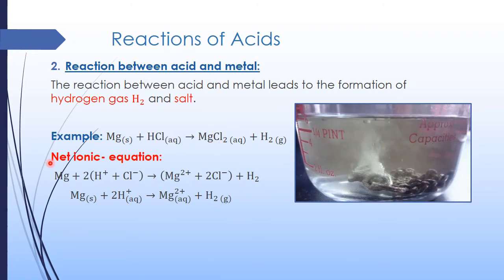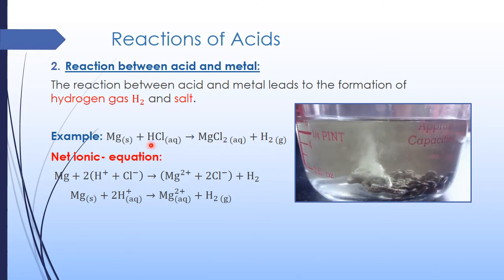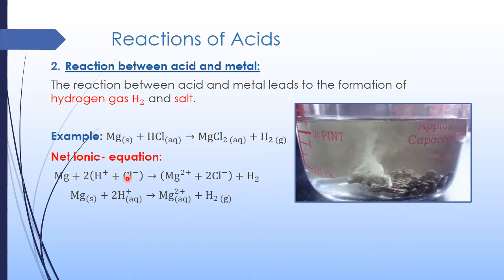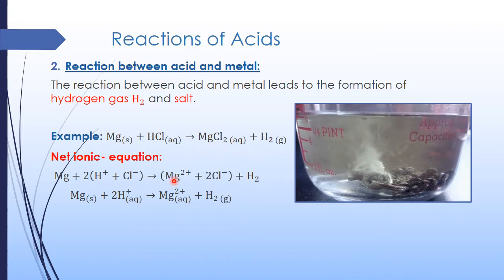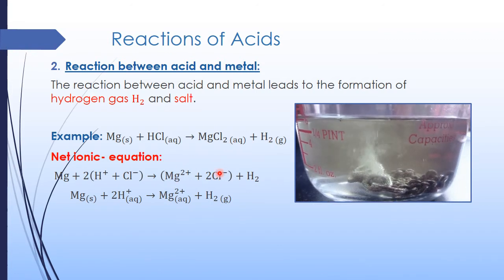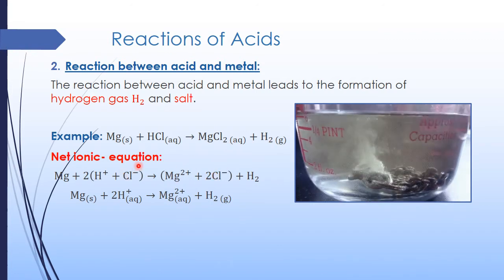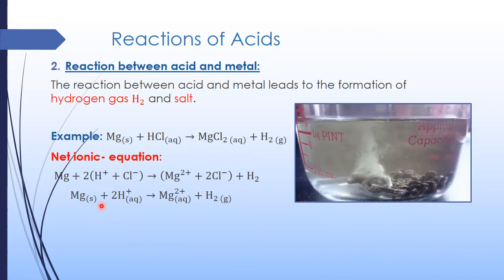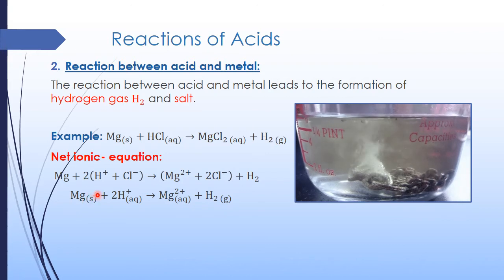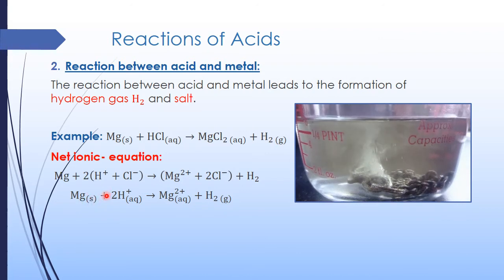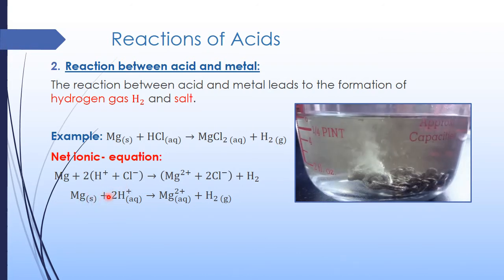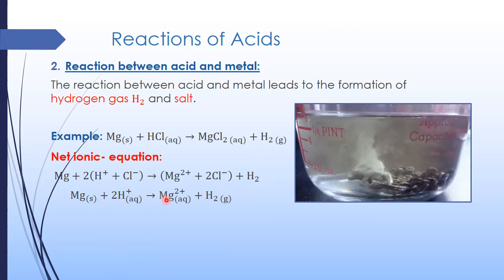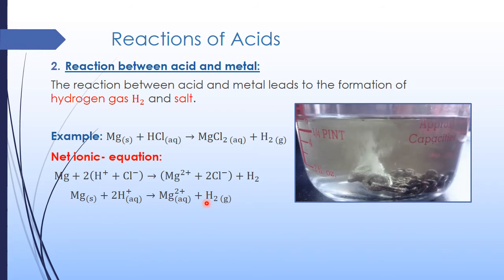You can write the net ionic equation. Here HCl dissociates, it's in the form of H+ and Cl-. MgCl2 is Mg2+ and 2Cl-. Cl- is the spectator ion, the ion that does not interfere in this reaction. So the net ionic equation is Mg, which is solid, it's a metal. It reacts with 2H+, don't forget that it's a balanced equation with two hydrogen ions, to produce Mg2+ and hydrogen gas H2.